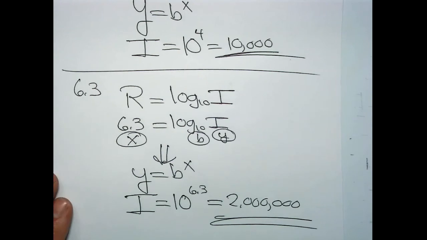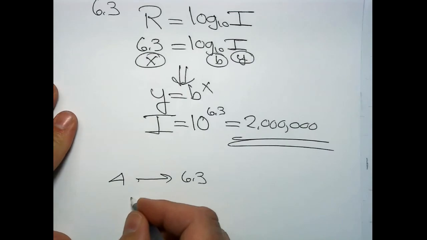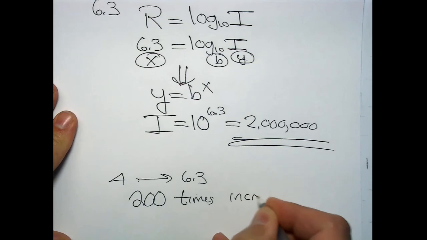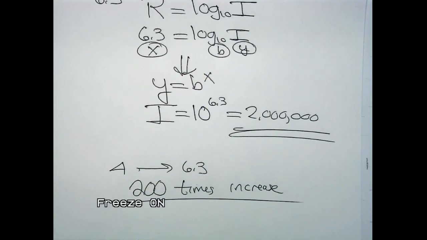In fact, going from a 4 to a 6.3, you get a 200 times increase in the intensity of the earthquake. Pretty dramatic increase. So that's something worth noting when you hear those numbers. So if you hear a 7 or an 8, they're really big earthquakes. An 8 to a 9 has got to be devastating, considering that a 6.3 is 2 million on the intensity scale.